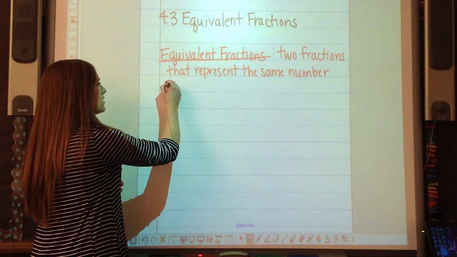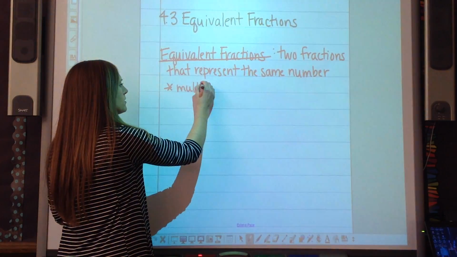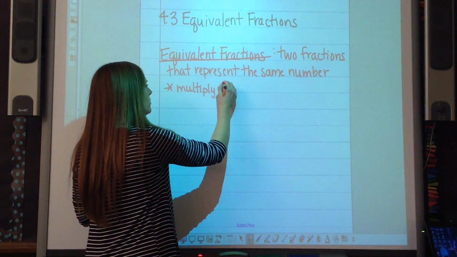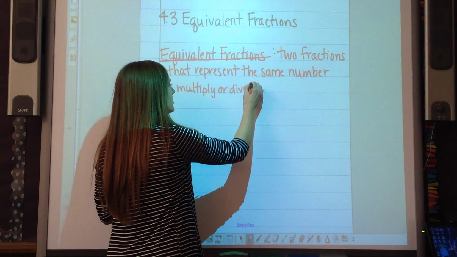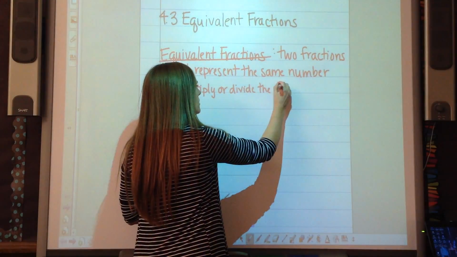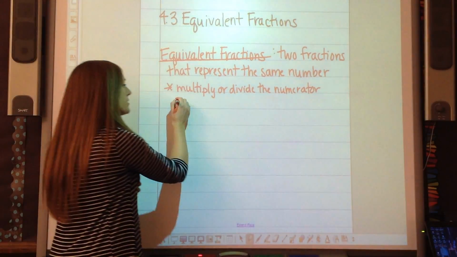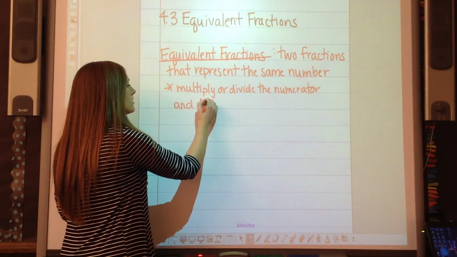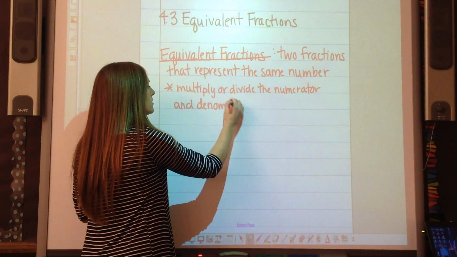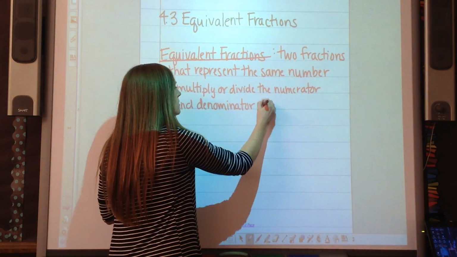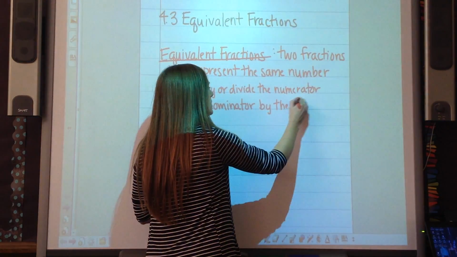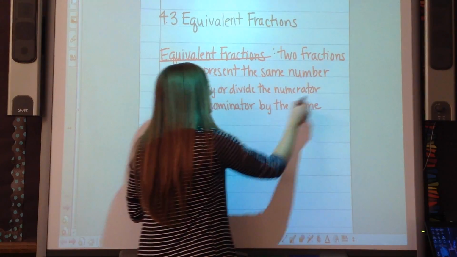So I'm going to put that here. Multiply or divide the numerator and denominator by the same number.